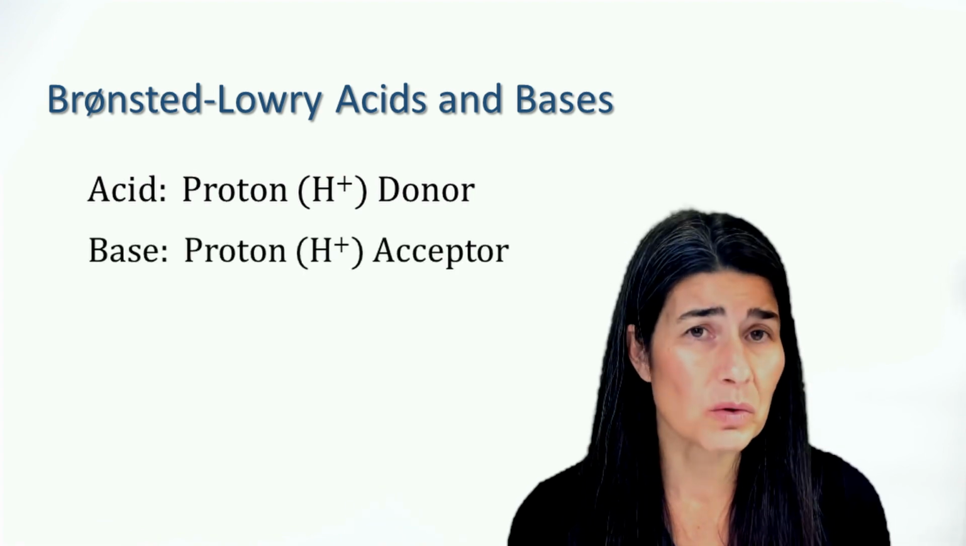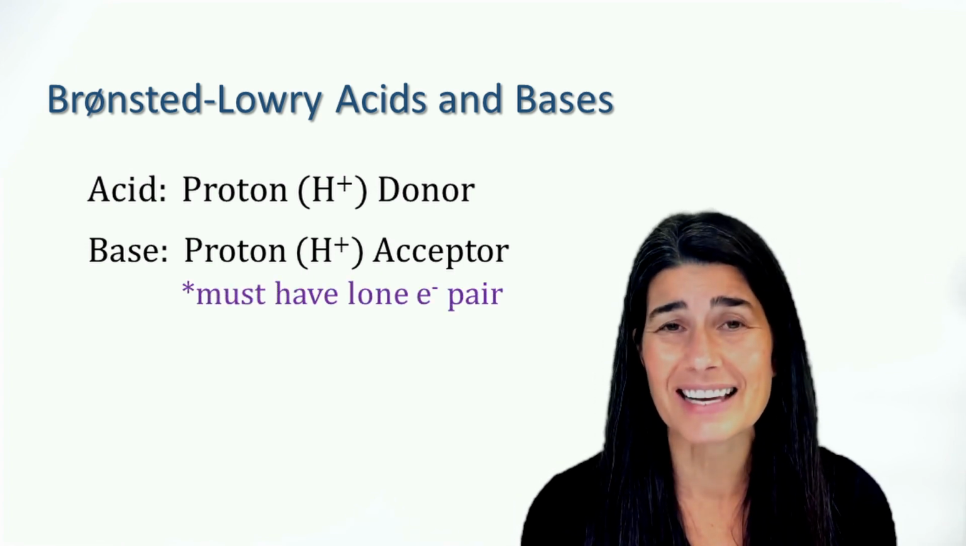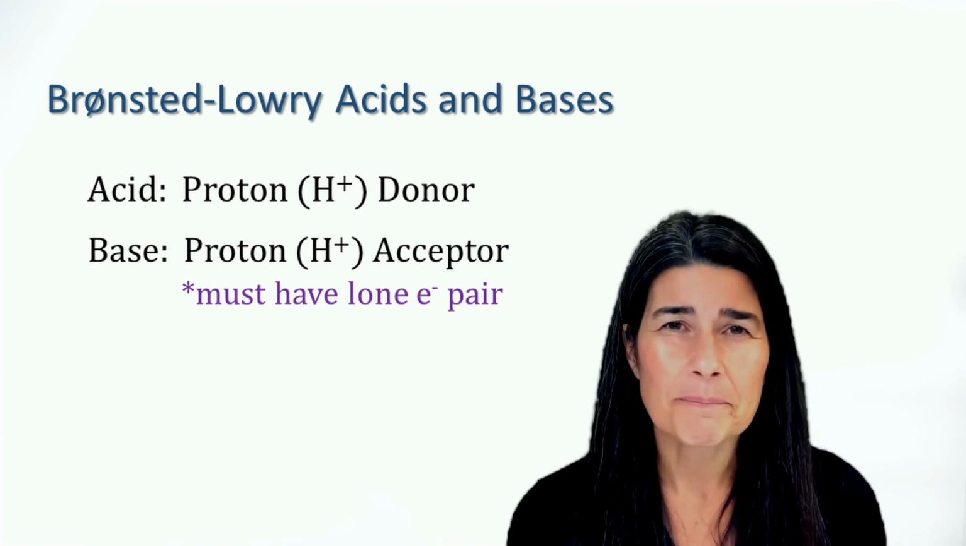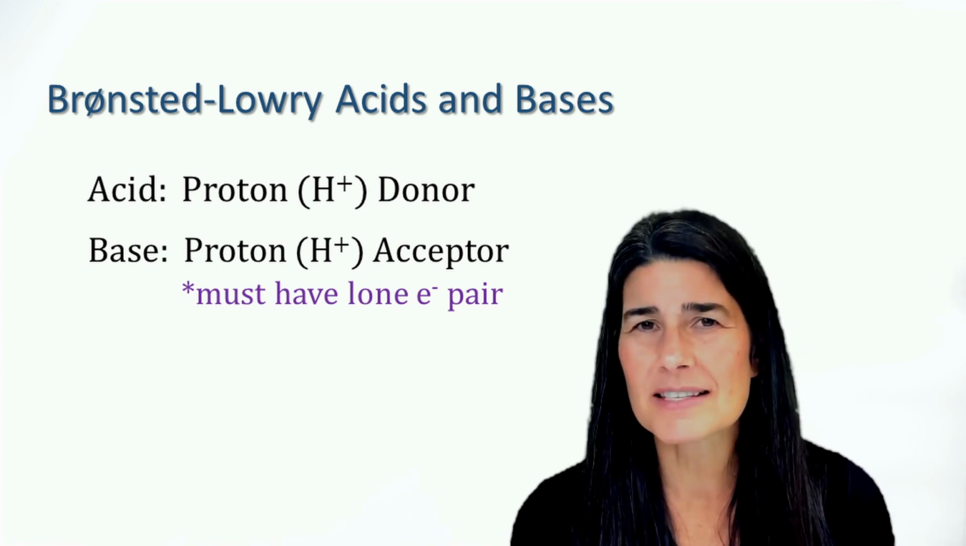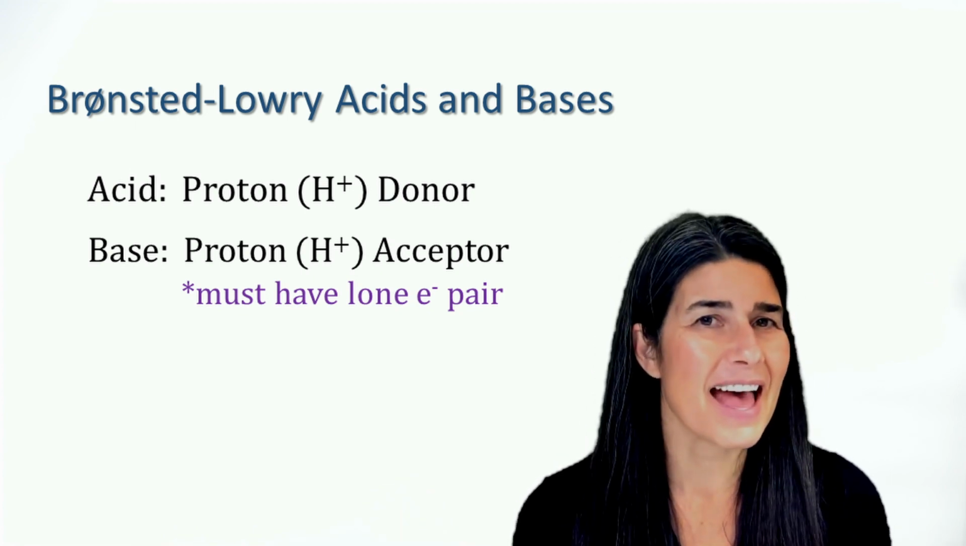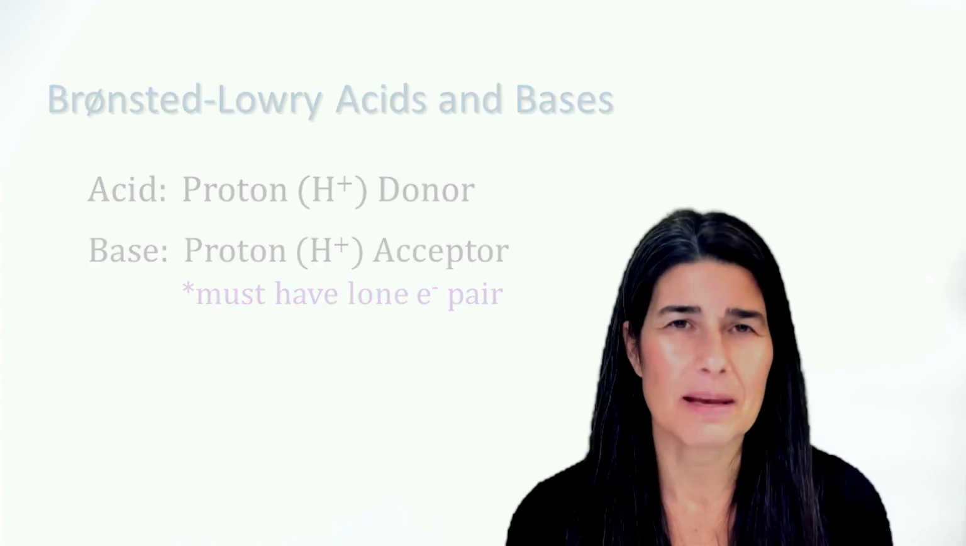And in order to do this, your base must have a lone pair of electrons you can stick that H+ ion on. So again, the BLT theory: acids donate H+, bases take in H+ ions, and they have a lone pair that they can do this with. Let's go through a couple of examples.